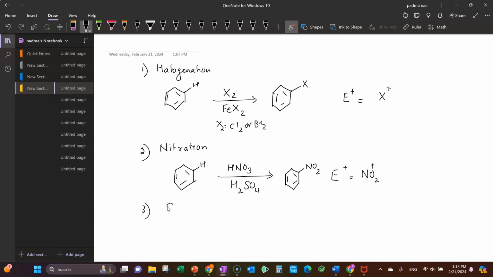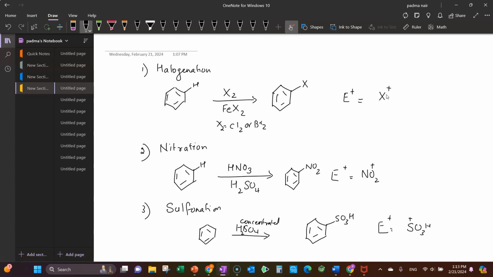The third type of reaction would be what's called sulfonation. Here the electrophile is SO3H, and to generate that we will need H2SO4, concentrated H2SO4. And this would result in sulfonation of the benzene ring with an SO3H group. And here my electrophile is SO3H+. Okay, again look, we have all the electrophiles with a positive charge on them.